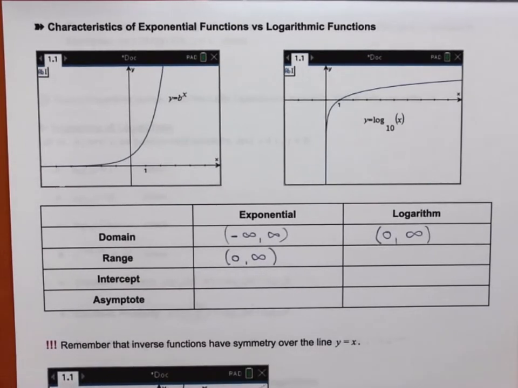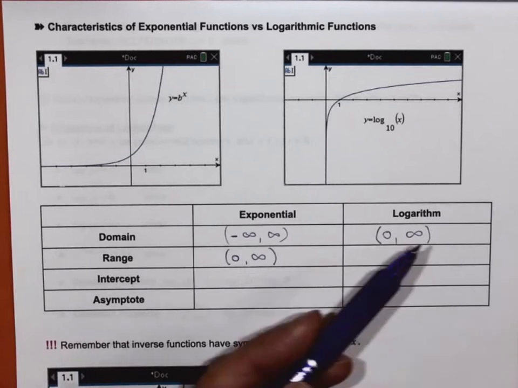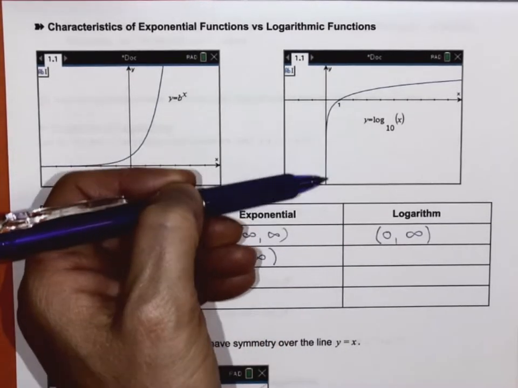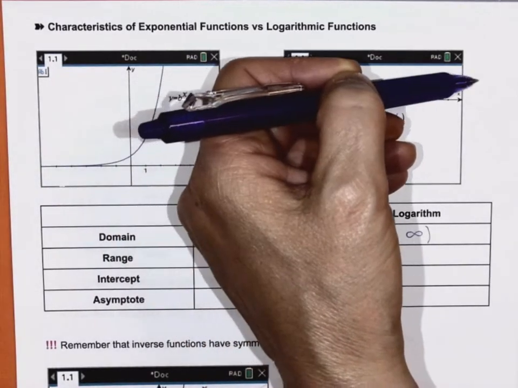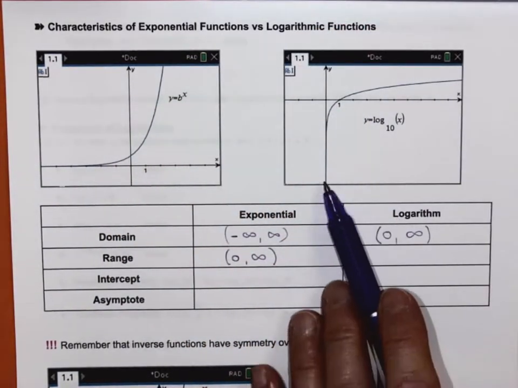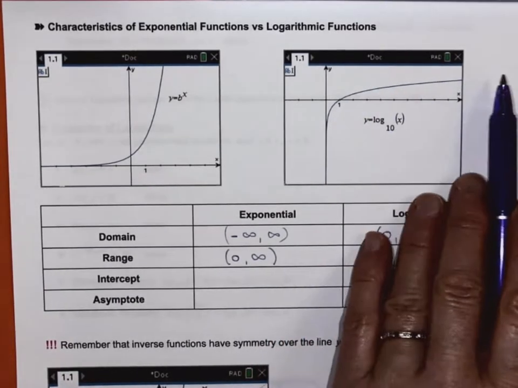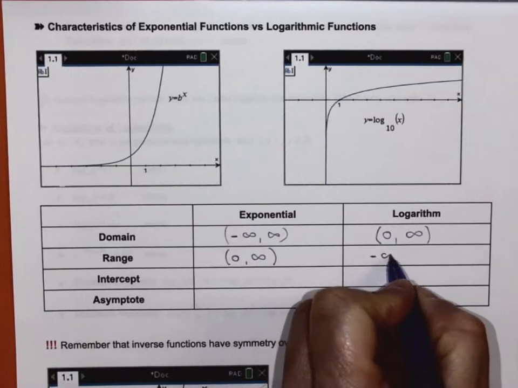How about the range for the logarithm? Well, it comes from negative infinity, right? It comes up, up, up, and then it slows down, but it's still going to keep increasing forever and ever. Even though it doesn't increase as fast as here anymore, it's still going to be increasing. So the range here will still be negative infinity to positive infinity.